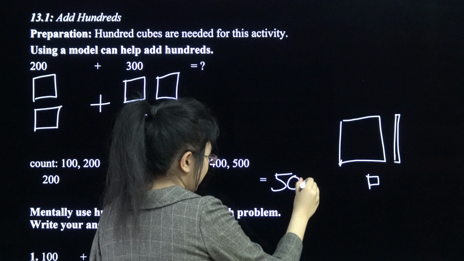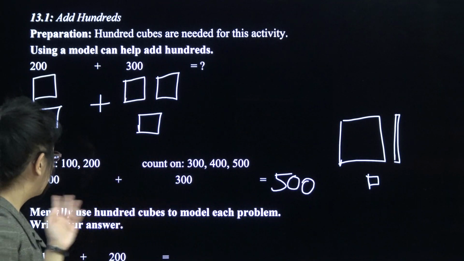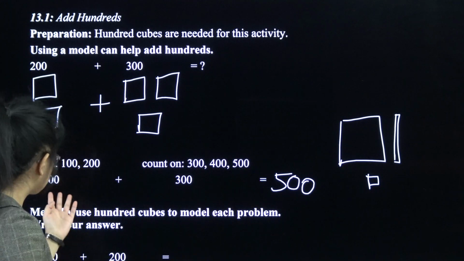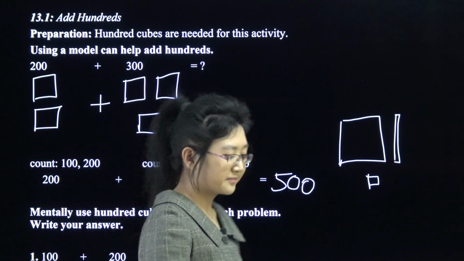Now you may be thinking, this is kind of like normal addition, except you just add 2 zeros. Because 2 plus 3 equals 5, and then you just add 2 zeros. Yeah, that's basically it, actually.